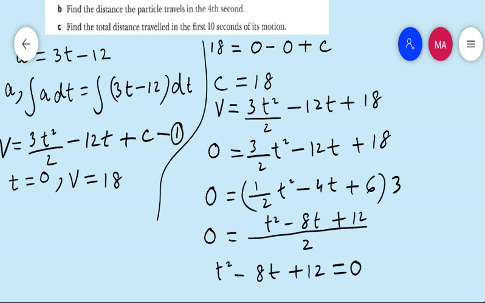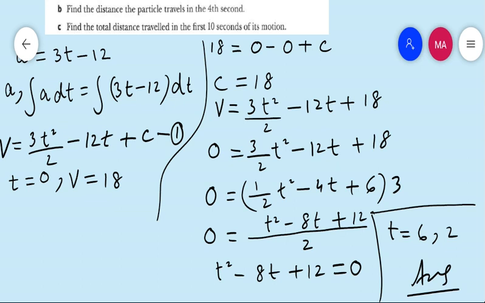This is a quadratic equation. You students are very familiar with solving quadratic equations, so I am not showing the steps. You can apply any method, whether the middle term break method, completing the square, or the quadratic formula. You will get t is equal to 6 and t is equal to 2. This is the requirement of the question: find the values of t when the particle is instantaneously at rest. So this is part A.